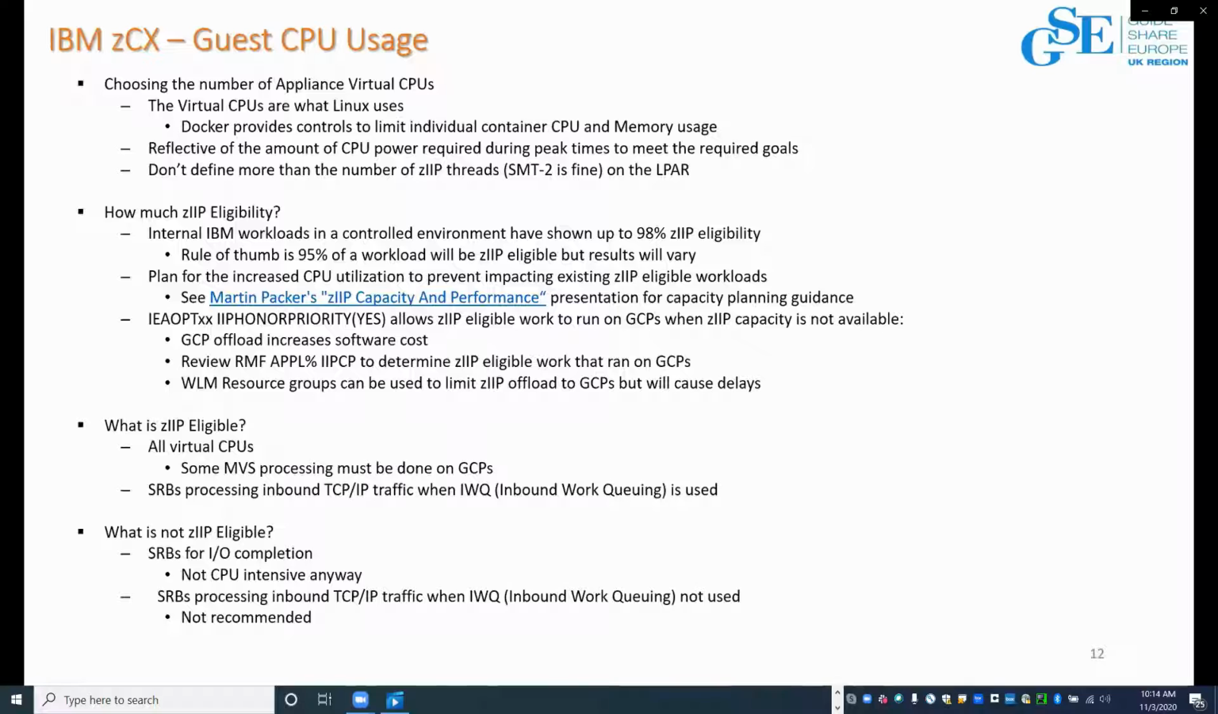So now you sit back and say, how many CPUs do I need? How many virtual CPUs? They're defined when you configure the appliance, right, via the z/OSMF workflows. But determining how many you need is really a function of how much power the containers need that are going to be running in the appliance. Some of the containers might provide guidance on how much CPU utilization or memory they use, right?